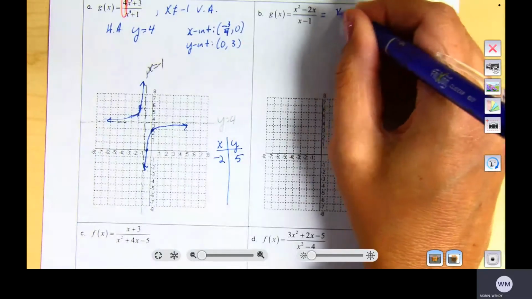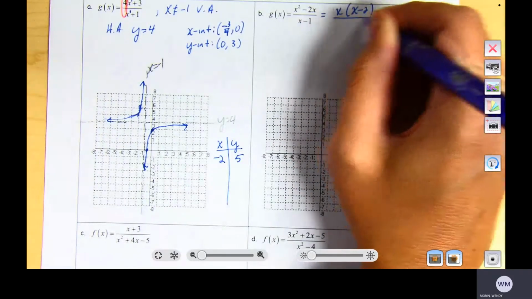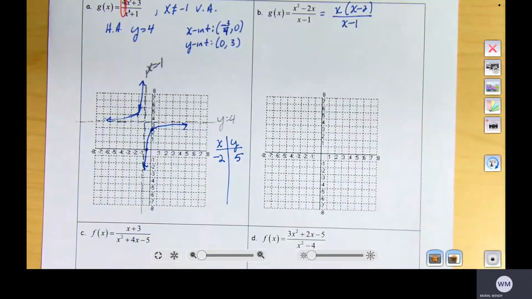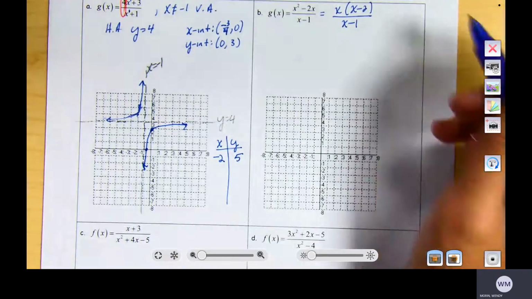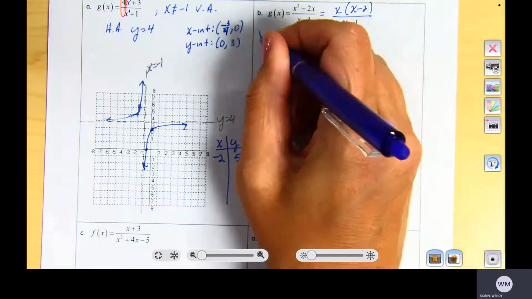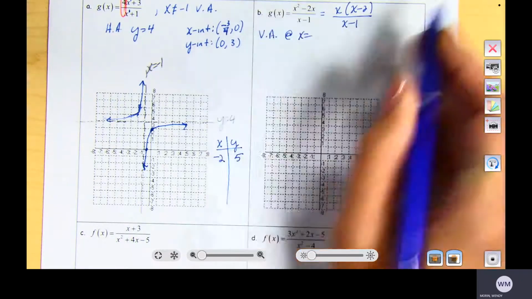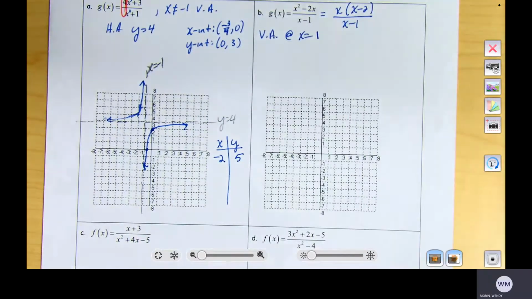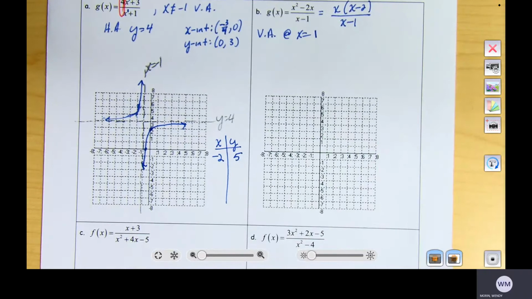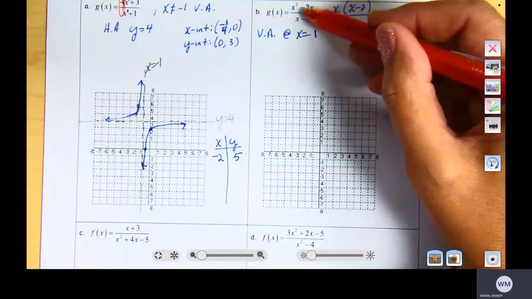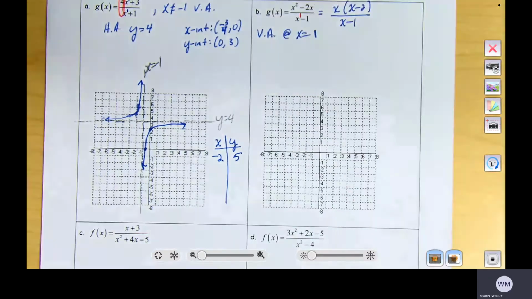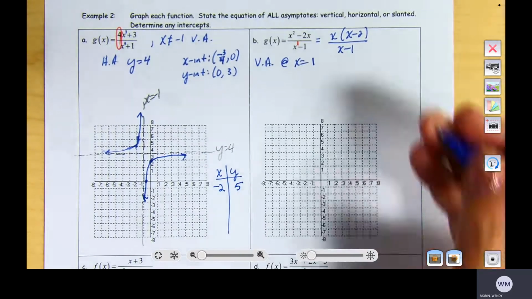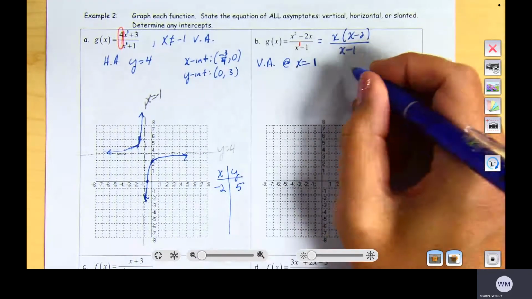Always factor first. (x minus 2) over (x minus 1). Okay, so no holes. The denominator gives us a vertical asymptote at x equals 1. Okay, horizontal asymptote. Yes or no? No, no horizontal asymptote. How about a slant asymptote? Yes, slant asymptote. So I'm going to do long division.